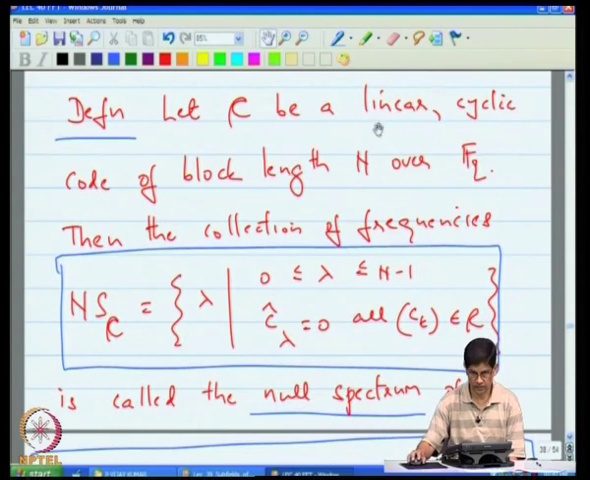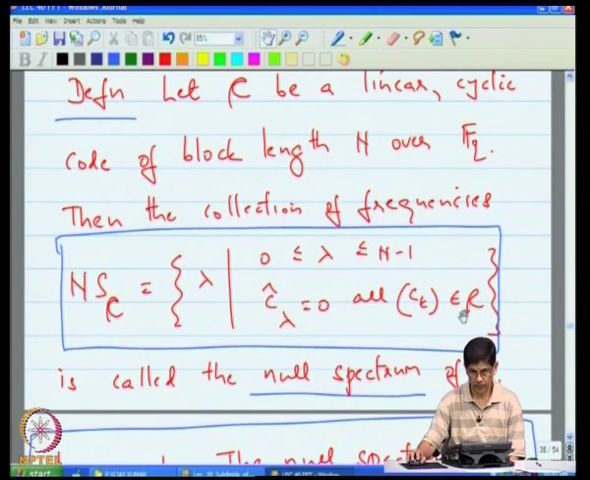Of course, since the code words are of length n or period n, if you think of them as periodic sequences, the lambdas lie between 0 and n minus 1. And now the requirement is that you take all those frequencies having the property that every code word in the code has a transform value of 0 at this frequency. So, that is why it is called the null spectrum.